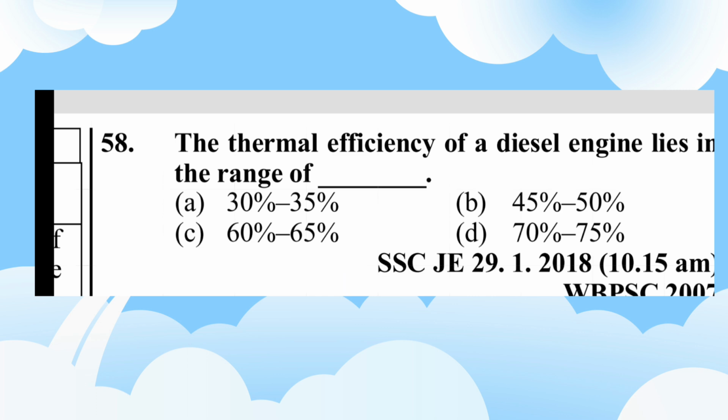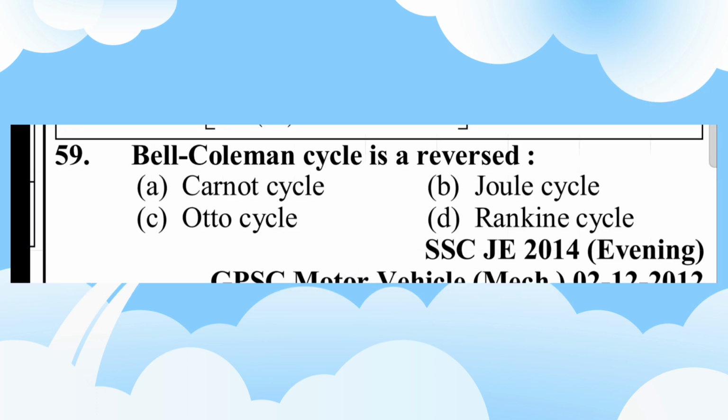Question number 58. The thermal efficiency of a diesel engine lies in the range of: 30 to 35%, 45 to 50%, 60 to 65%, 70 to 75%. B, 45 to 50%. Question number 59. Bell-Coleman cycle is a: reversed Carnot cycle, Joule cycle, Otto cycle, Rankine cycle. Reversed Joule cycle. Bell-Coleman is the reverse Joule cycle, also called the reverse Brayton cycle.